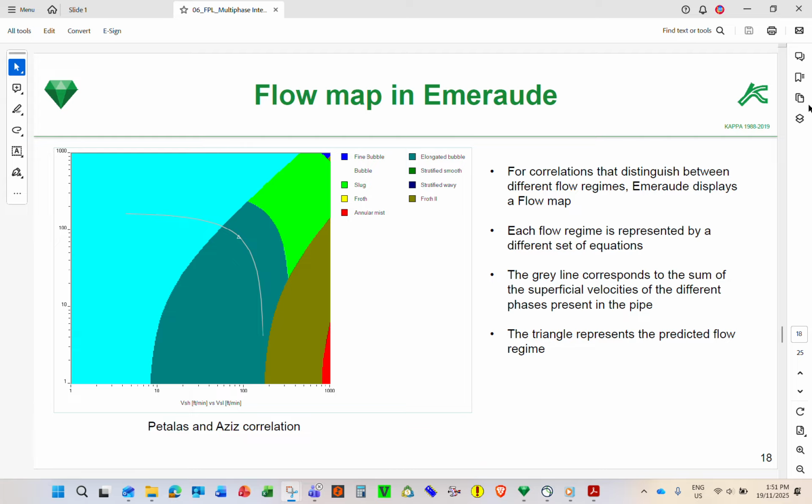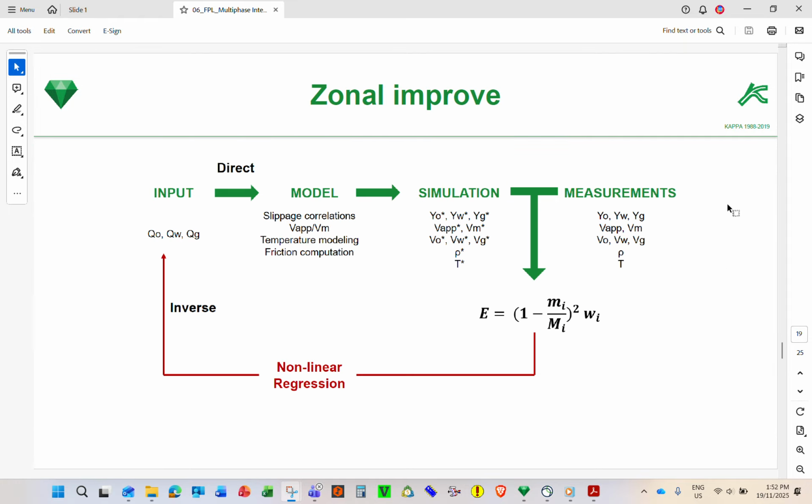So you can see the different flow regimes. On the zonal improve, we input the Q on surface, but we don't use it for calculations. For the start point, maybe yes, but not for calculation.